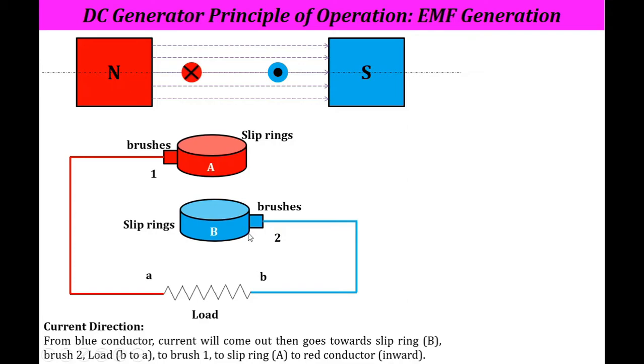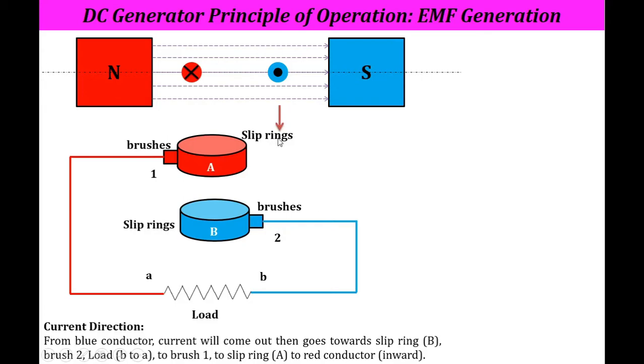So already I told you that from the blue conductor, current comes in an outward direction. That blue conductor, already we discussed the terminology, is connected to the blue part, that is the slip ring B part. So the current will come out from the blue conductor. It will go into slip ring B. It will go to brush 2. After that, it will go through the load, and again it will go towards brush 1. After that, slip ring A, and then it will be given to the red conductor. So this is the direction.